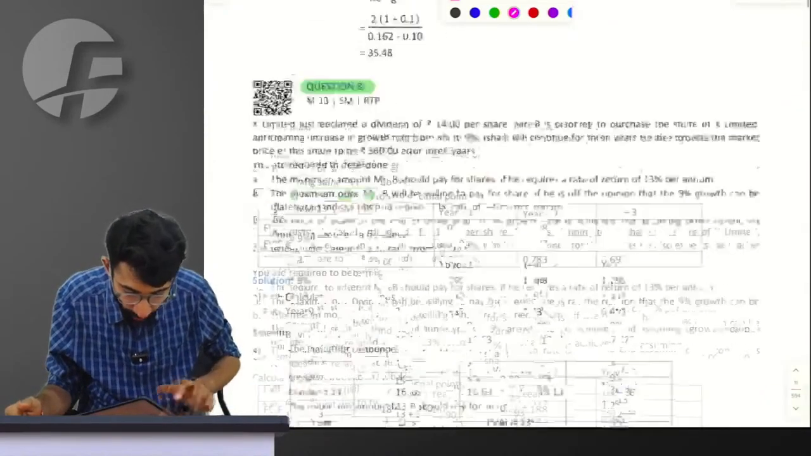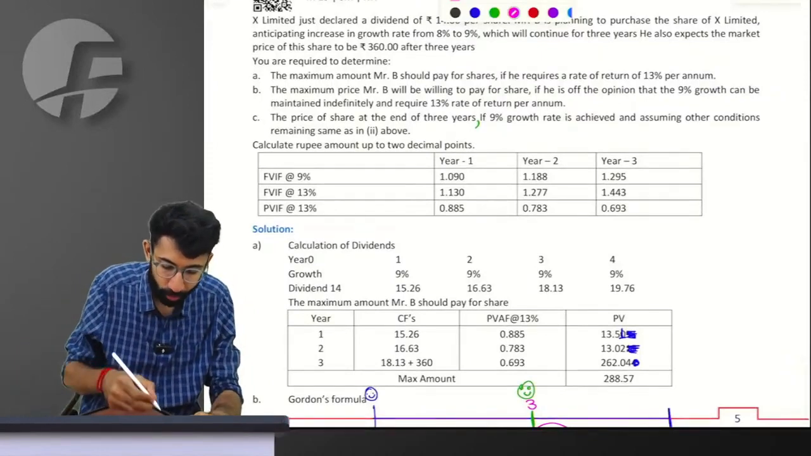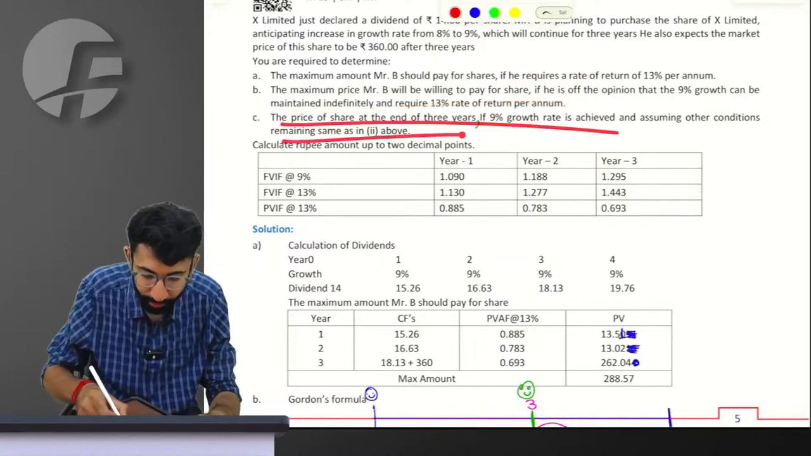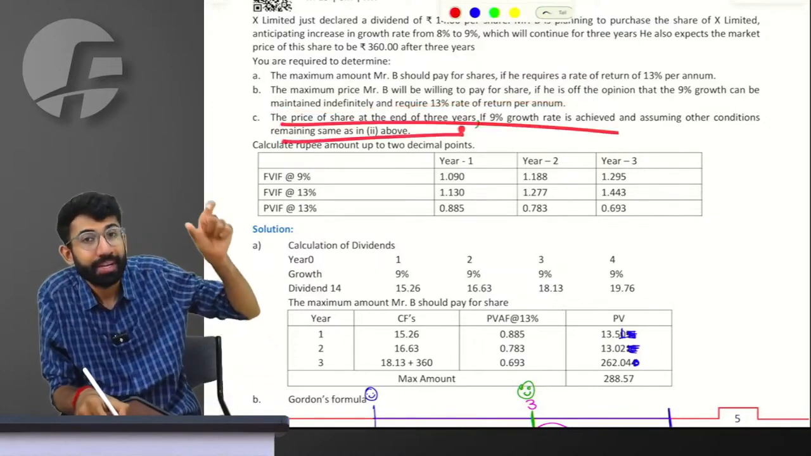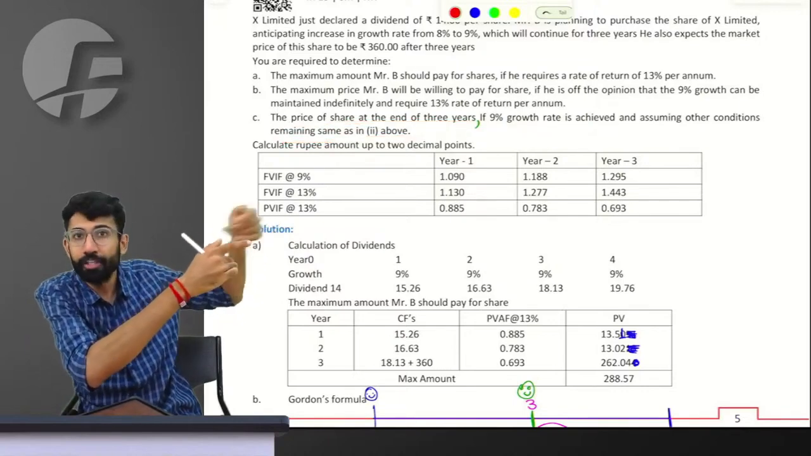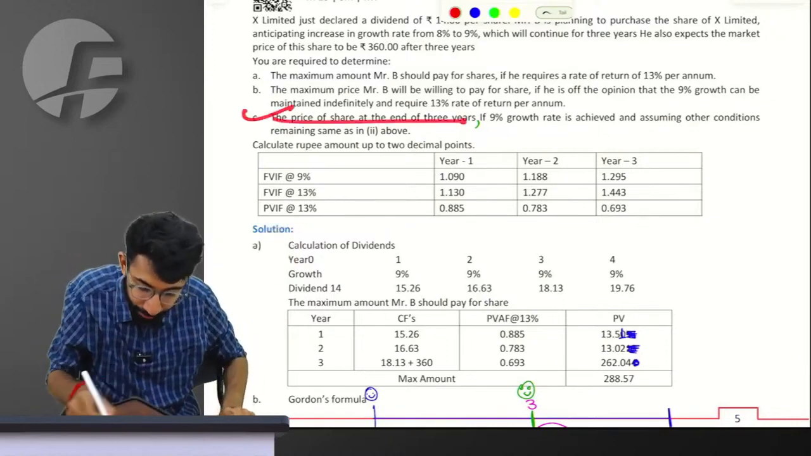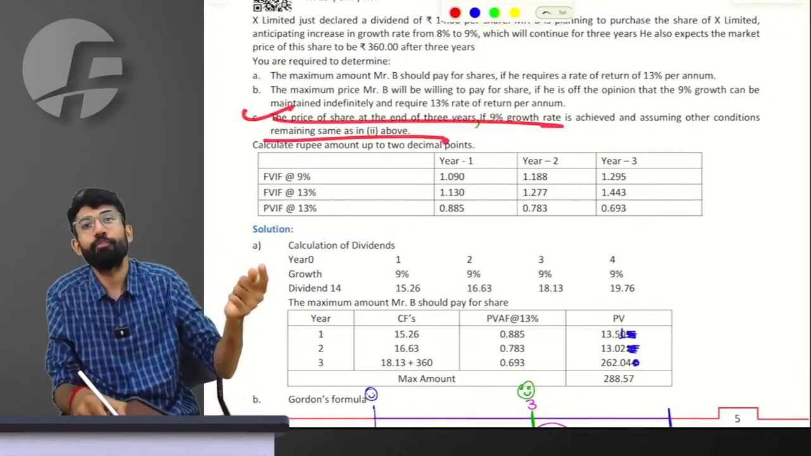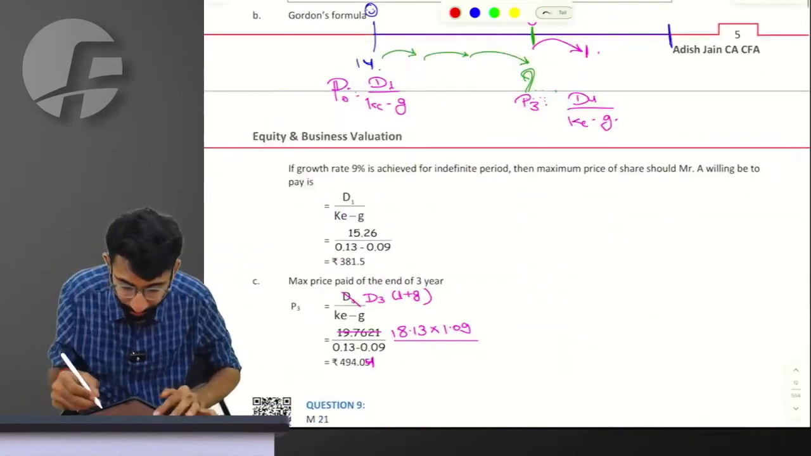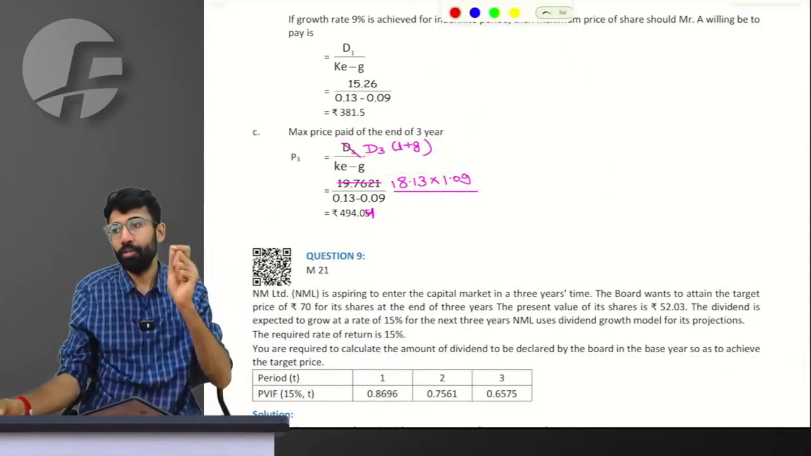Right. So question number 8 gets done. The point I wanted to teach you in this question is particularly this: if I have to find out the price for a future year, I have to take the dividend of one year further ahead. If I want to find out the price in the third year, I will have to take the dividend of the fourth year, for which I simply add the growth of dividends. As we have done in this question, I have taken D3 and added growth to it to find out D4.